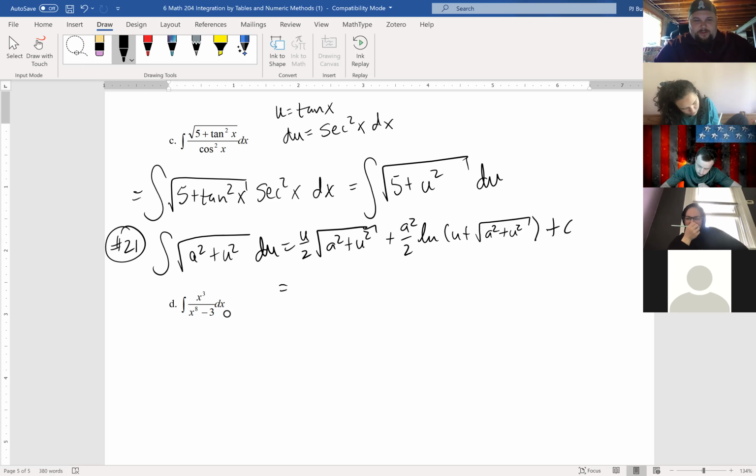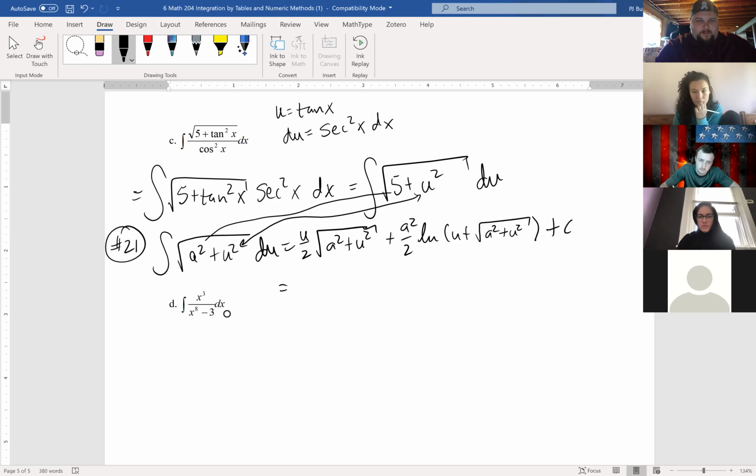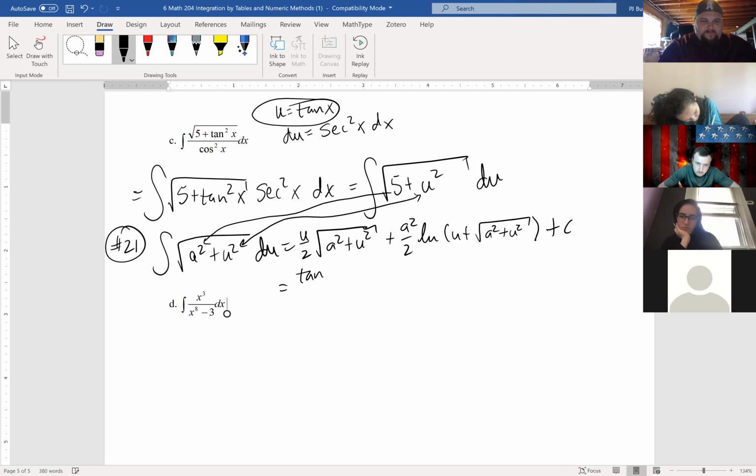So in our case, u is the same thing as u, right? Because u squared and u squared are the same. But we've got 5 equaling a squared. So we have u over 2. And let's go ahead and just skip the next step where we don't care about u. We want to get back to our original. So this would be tan of x over 2. A squared is 5, and u squared is tan squared.